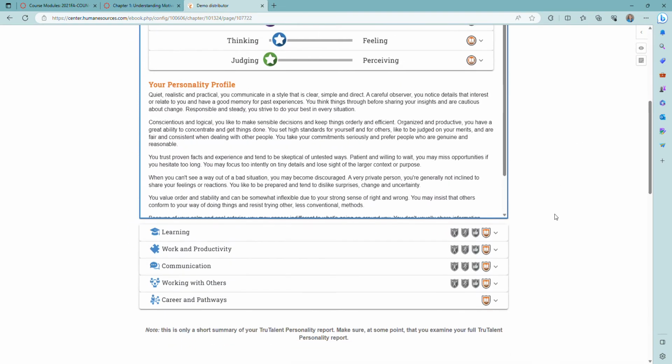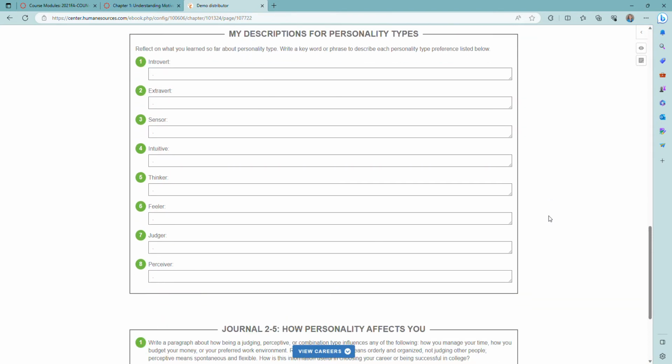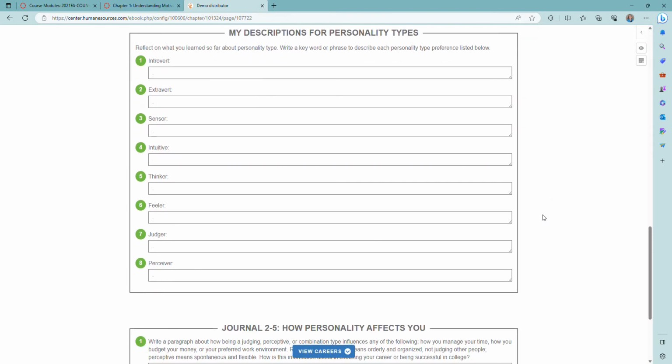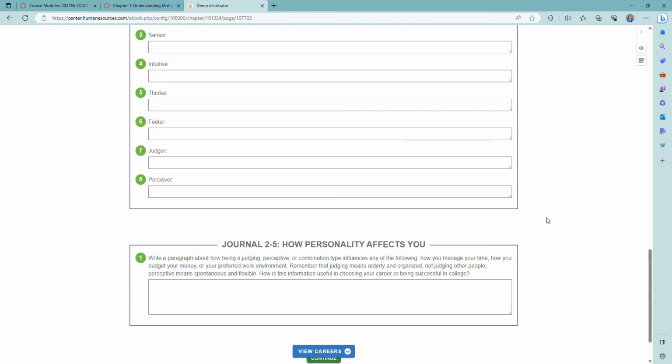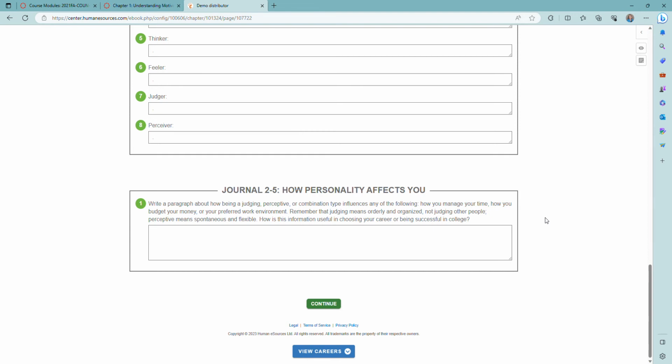Here is a summary page for the personality assessment. Students are asked to write a brief definition of each of these words. I've found in the past that sometimes people don't understand these words, but this is a good summary. And then write a paragraph about this aspect of your personality type, about being a judging, perceptive, or combination type.